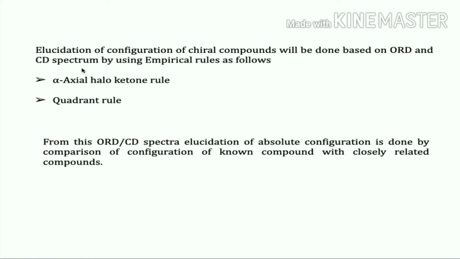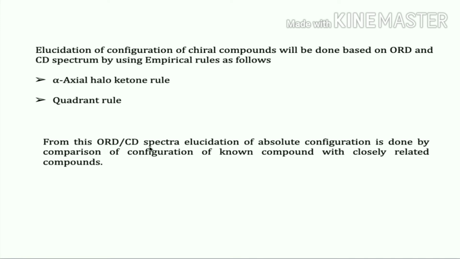So by using this ORD and CD spectrum and by applying certain empirical rules, we can assign the absolute configuration for chiral compounds. That is, the alpha axial haloketone rule or the quadrant rule are the empirical rules which are applied to the ORD and CD spectrum for determining the configuration.